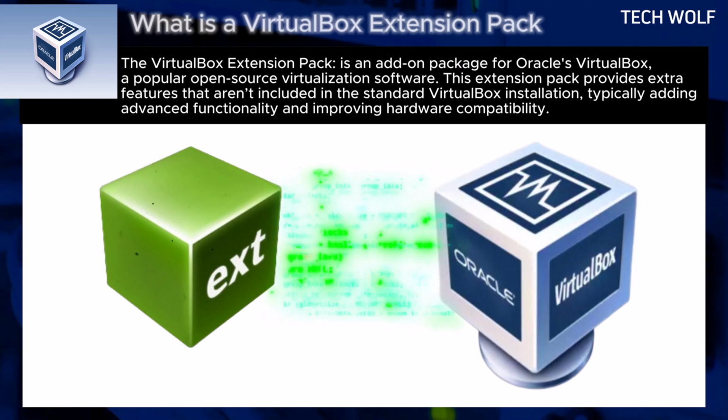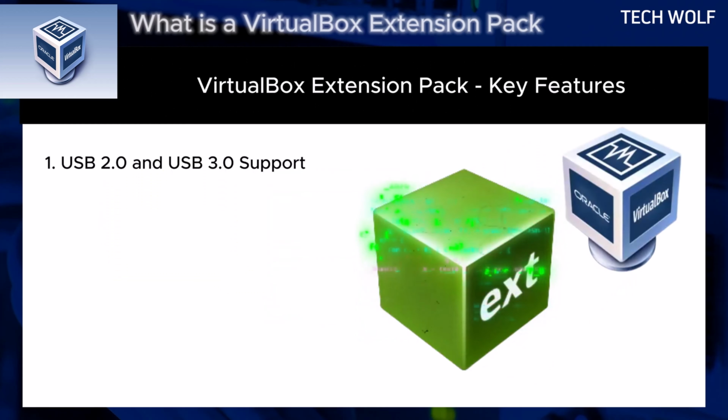Here are the key features of the VirtualBox extension pack. First one, USB 2.0 and USB 3.0 support. The base version of VirtualBox only supports USB 1.1. The extension pack adds support for USB 2.0 and USB 3.0 devices, allowing better speed and compatibility with a broader range of USB devices like external hard drives and webcams.